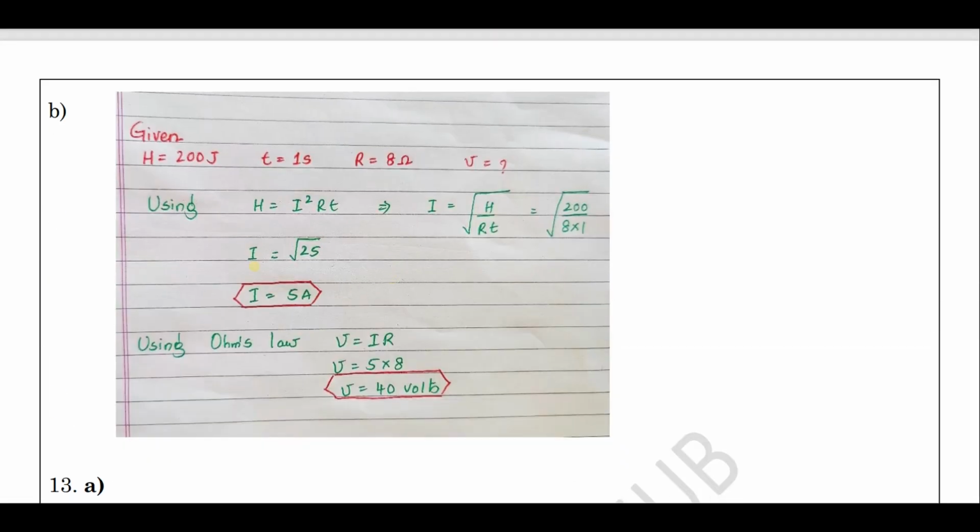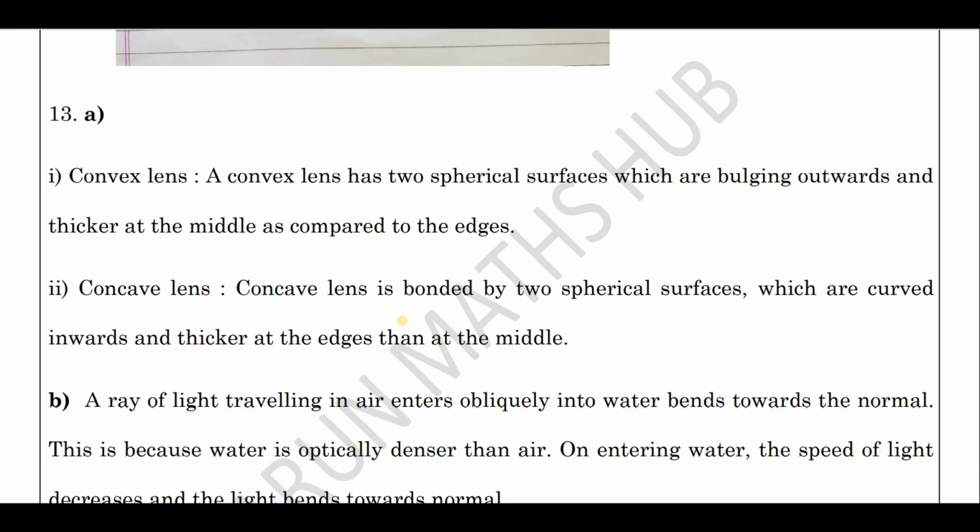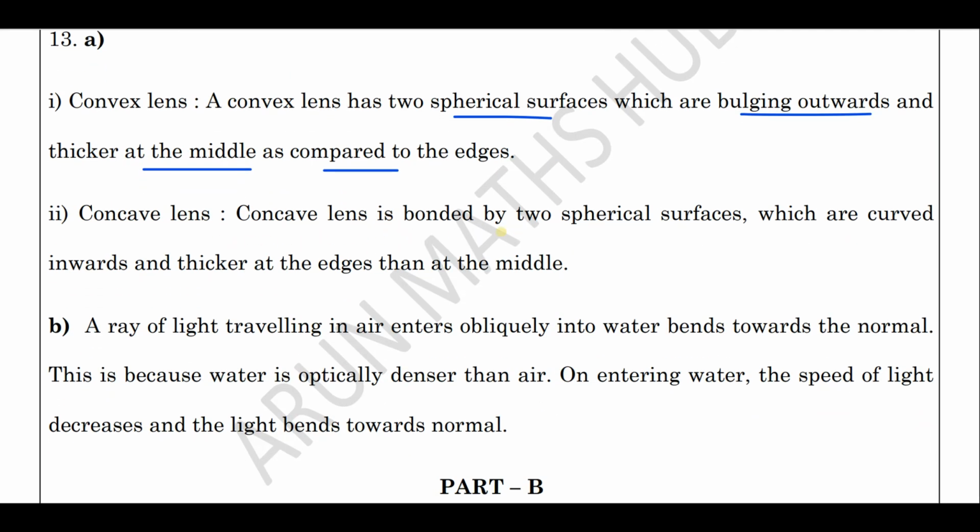In the same way, using Joule's law of heating, we need to find out current and the voltage. Current we get 5 ampere and the voltage is 40 volt. Convex lens has two spherical surfaces bulging outwards, thicker at the middle compared to the edges. Concave is the opposite of it, bounded by two spherical surfaces which are curved inwards, thicker at the edges than the middle.